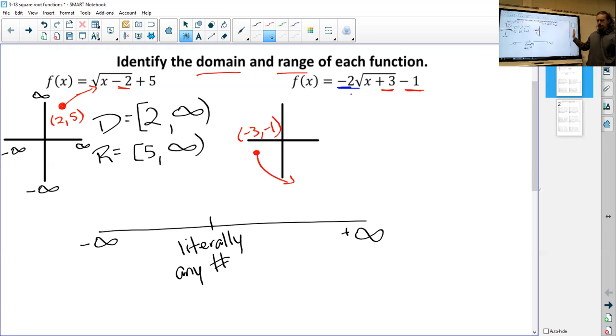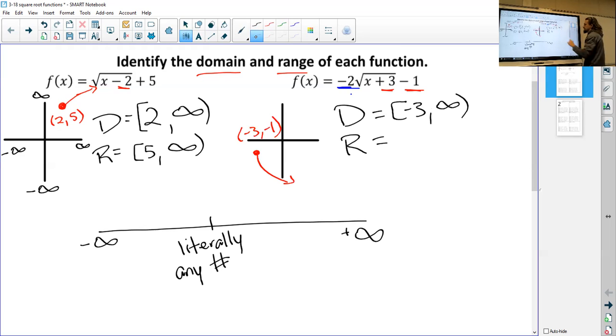Is it going to the right? Is it going left? Is it going up or down? Okay? Because if we know the direction and we know the vertex, then we can find domain and range. So our domain here, it is going to the right. So the point furthest to the left here is -3. And then it's going all the way to positive infinity.